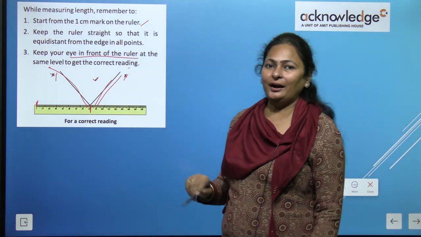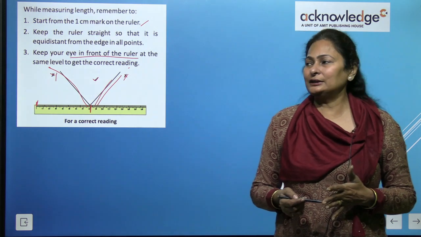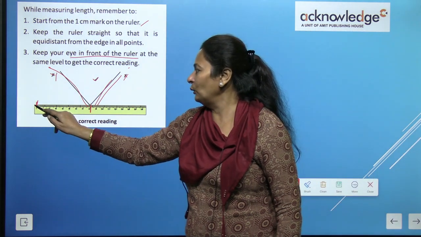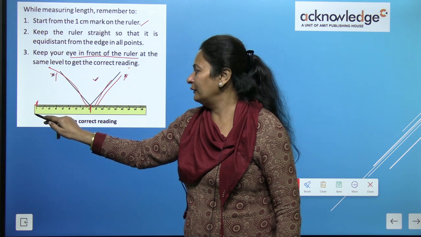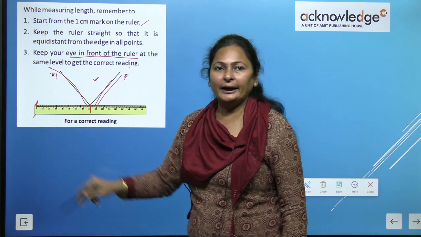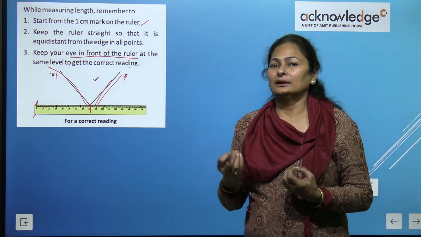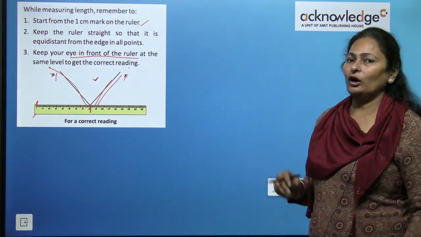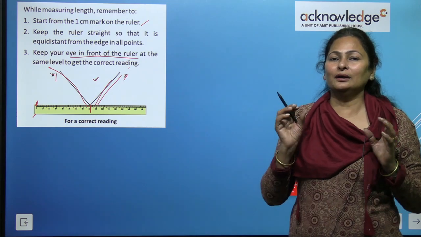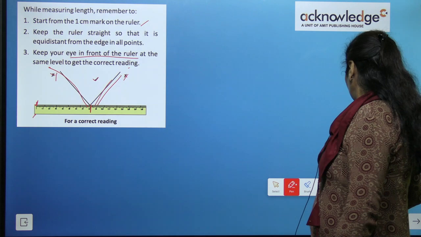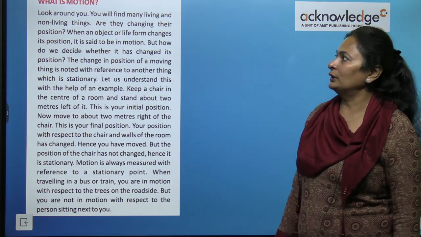Always keep it straight. Start with the first centimeter, 1 or 0. From this point only, don't start reading it from this inch, right? This is the wrong way of measuring things, measuring the length. And always keep your eye in front of the ruler, right?